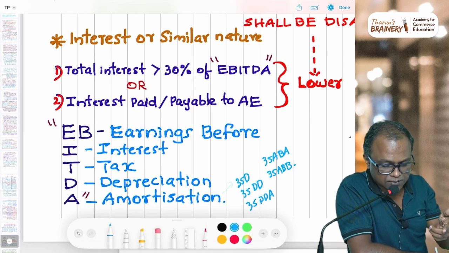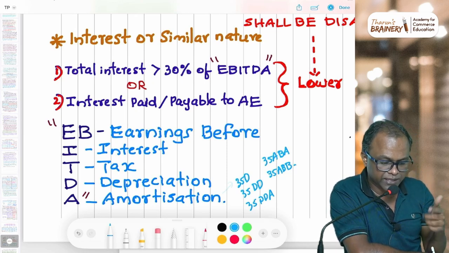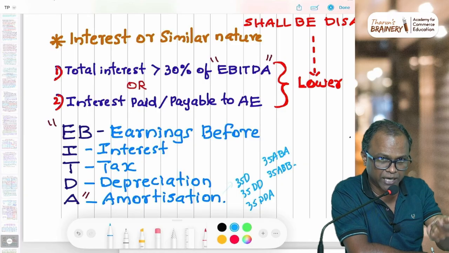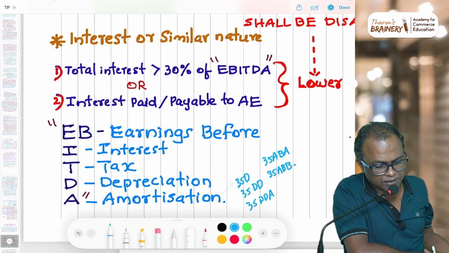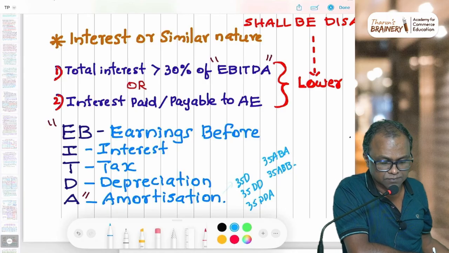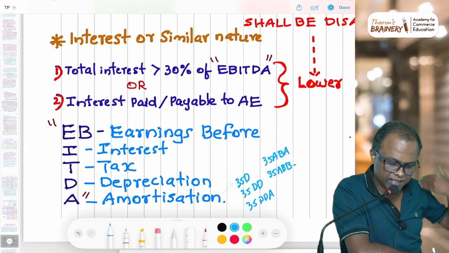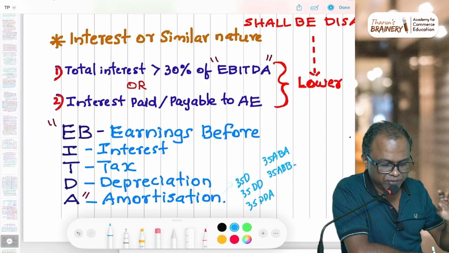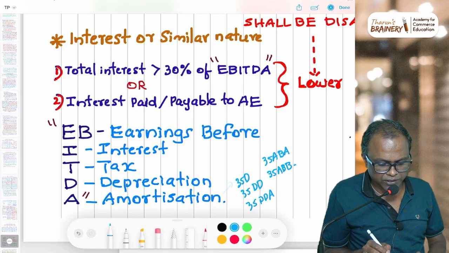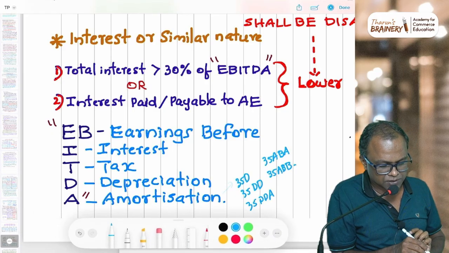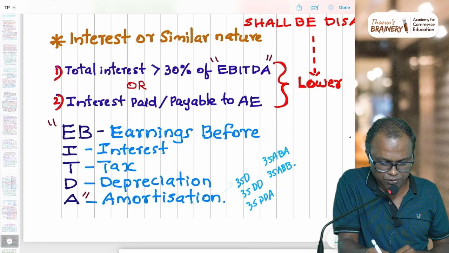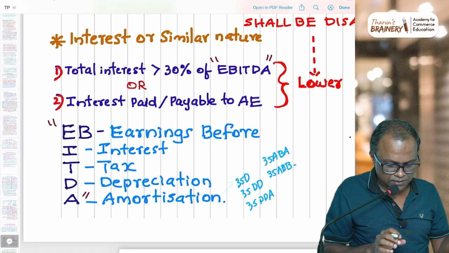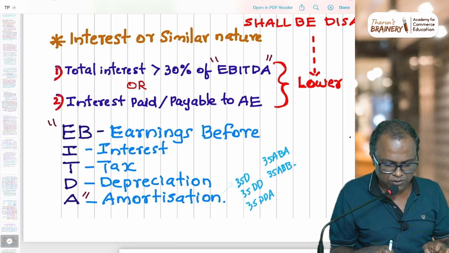So if the P&L account is debited with 35D, DD, DDA, 35ABA and ABB, it should be added back. Depreciation debited to P&L, add back. Tax, add back. Interest, total interest, whether AE or non-AE, full interest add back to the net profit. You will get EBITDA. Once we get the EBITDA, then find out 30% of EBITDA. So if the interest exceeds 30% of EBITDA, out of that excess interest, compare with the AE interest, whichever is lower should be disallowed.